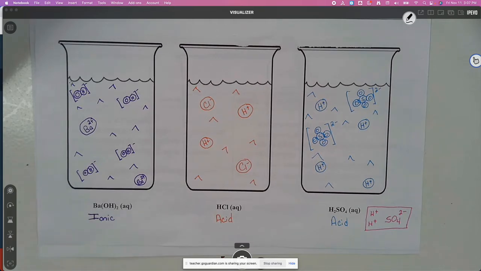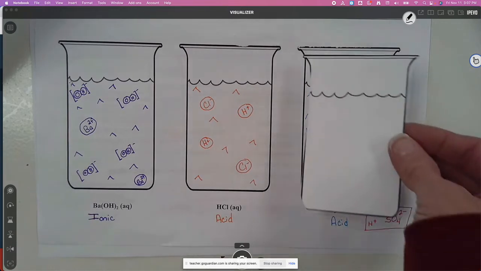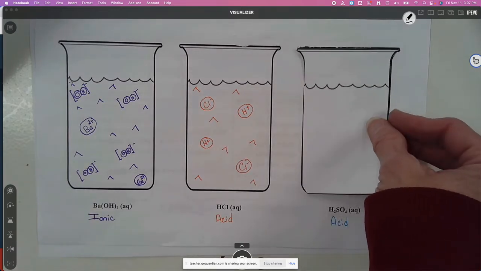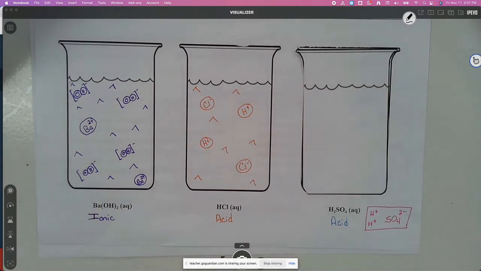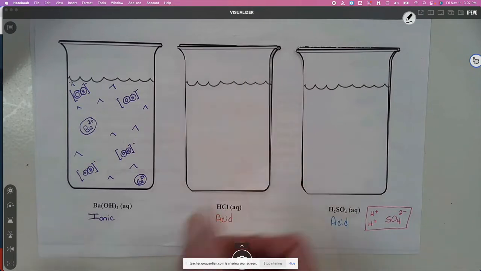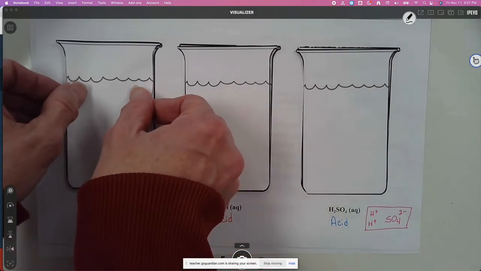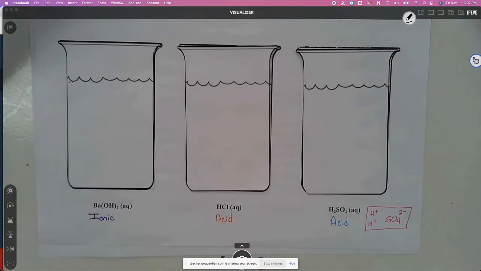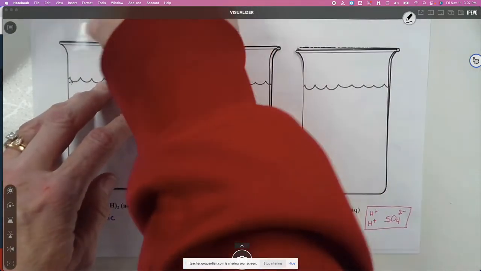I want you to take those 3 beakers and cut them out, and we are going to put on some flaps. Okay? So, yes, this is a craft. You're going to cut out the beakers, and you're going to put them over the top, and then there's some tape on your table, and you're going to tape them down.